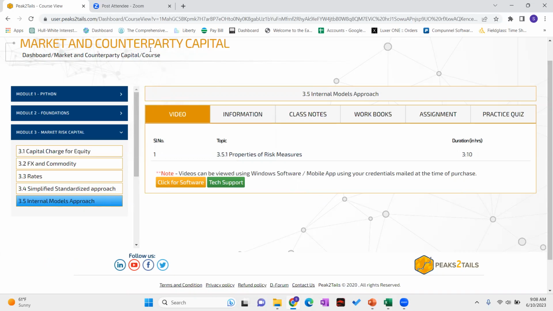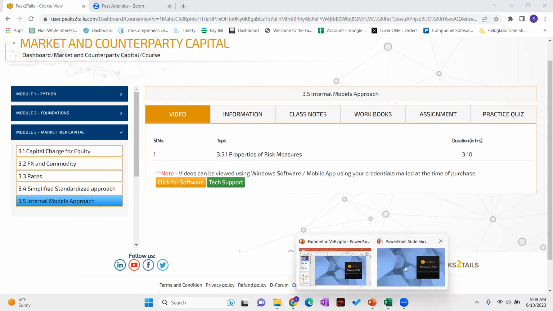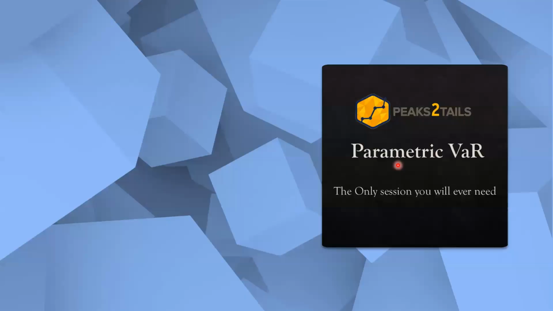So that's about me and the course. And the topic for today, which is parametric VaR, is actually one of the foundational topics in risk calculations, because we use value at risk everywhere. But only recently, regulators have shifted from value at risk to expected shortfall in market risk. But in order to understand expected shortfall, you need to first understand value at risk thoroughly, because expected shortfall builds on top of value at risk.